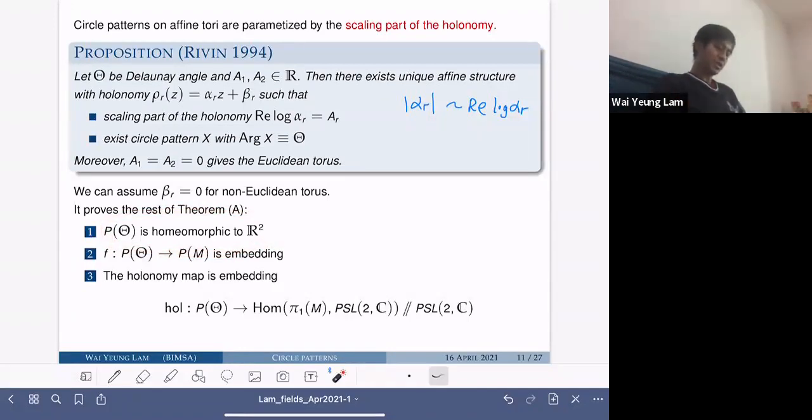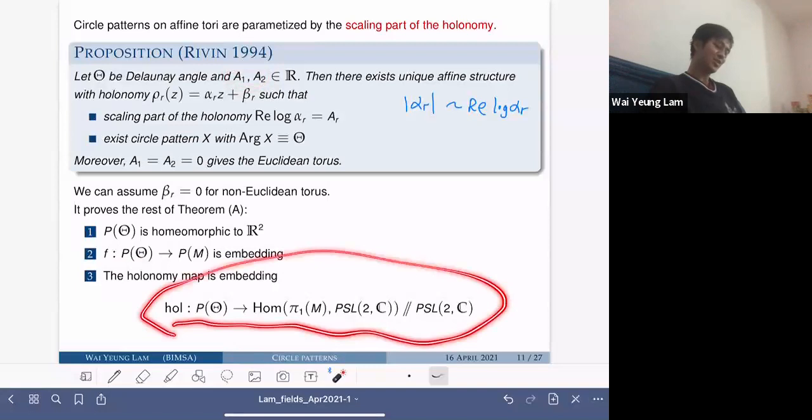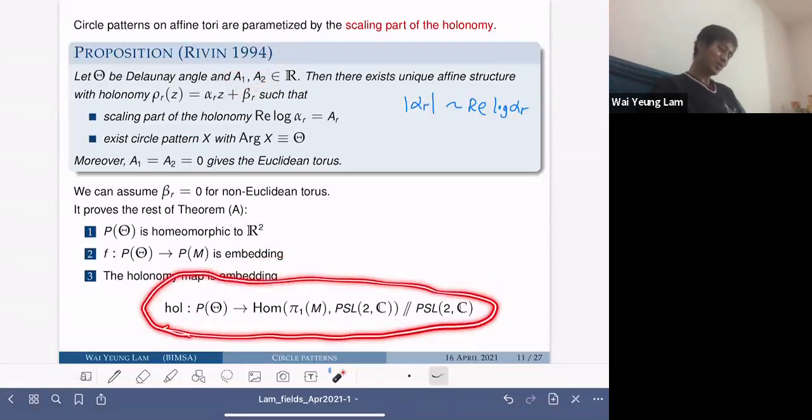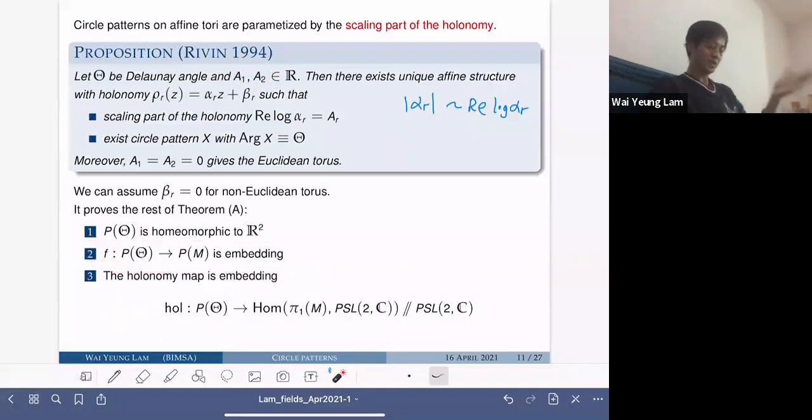And now, the affine tori that you get are parametrized uniquely by the scaling part of the holonomy. So what you can deduce is the following: the holonomy mapping of this P theta is an embedding. It is because whenever you have two guys whose scaling parts are the same, then they must be the same circle pattern, the same affine structure. So you really have this embedding. And if this holonomy map is an embedding, then if you forget the circle pattern and look at the CP1 structure, this mapping is also an embedding. And so altogether, you get theorem A, very easily coming from this result by Riemann. So the main difficulty is how to prove that the projection to the Teichmueller space is a homeomorphism. Okay, so for the moment, is everything good?